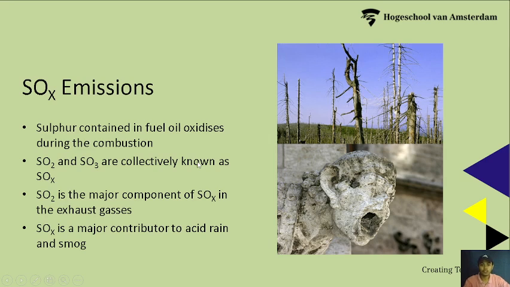So SOx emissions. Sulfur contained in fuel oil oxidizes during combustion. SO2 and SO3 are collectively known as SOx, sulfur oxide emissions. Sulfur dioxide is the major component of SOx in the exhaust gases. SOx is a major contributor to acid rain and smog. These are the effects of the acid rain.